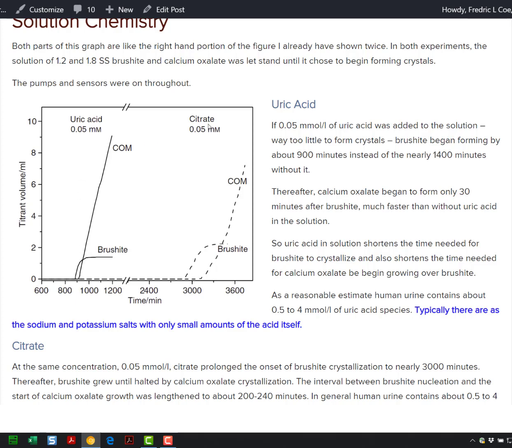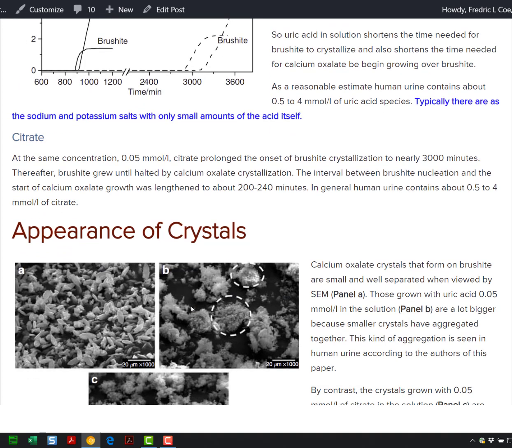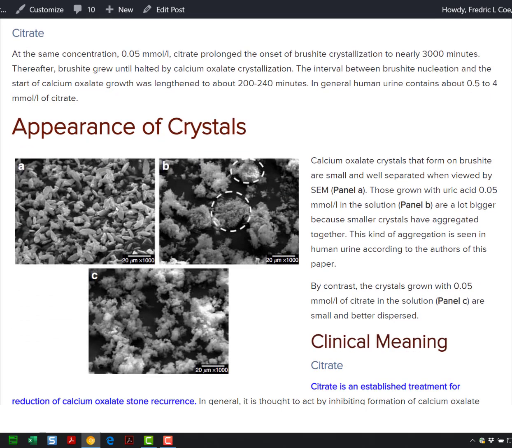What about citrate? Well, we know citrate is a big deal inhibitor. We know it's a proven kidney stone prevention. It delays the brushite onset from 1400 to 2800 minutes. That's doubling. And it delays the beginning of the calcium oxalate by twofold. So it inhibits. What about the crystals? Well, these are calcium oxalate crystals that form on brushite. They're kind of small.